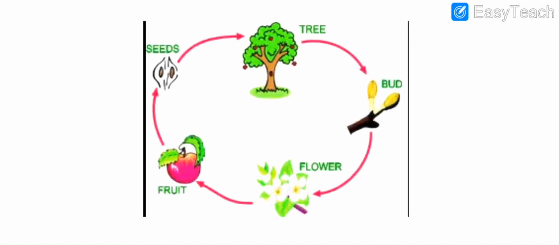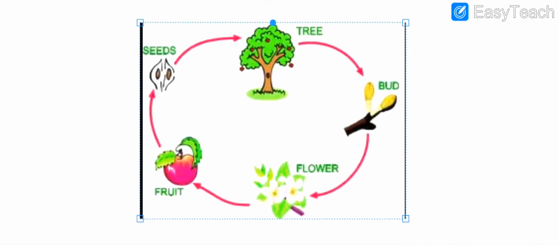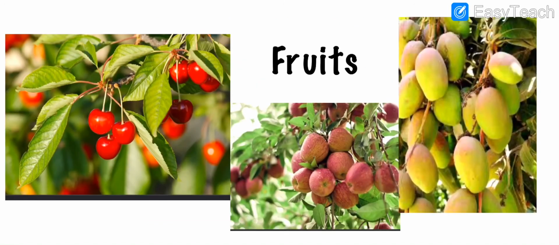So once again, children, have a look at this diagram. Flower changes into fruit. From fruit we get seed, and then seed turns into tree, and from tree we have bud, and then again bud turns into flower. So children, flower helps in reproduction of a new plant. Cauliflower and broccoli are examples of flowers that we eat.